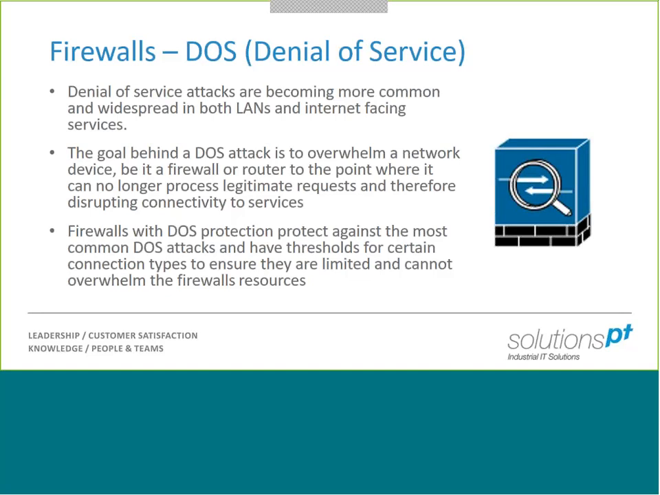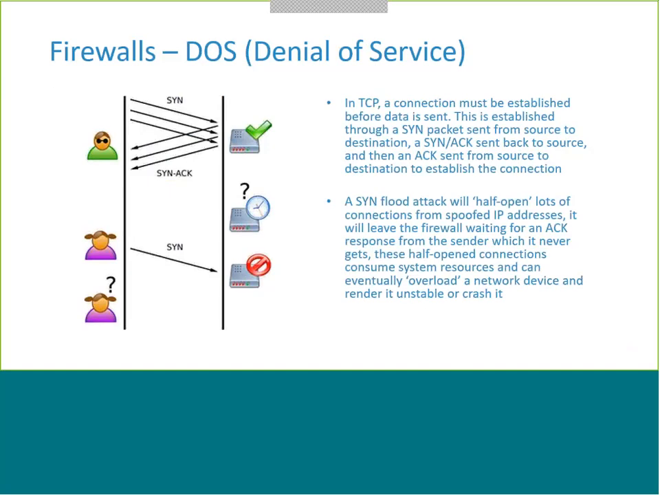So a lot of firewalls nowadays will also offer denial of service protection. They will have thresholds for connection types and things like that. They'll be able to say, okay, if we've just had 100 connections fly in within a millisecond, there's something not right here, and they start throttling them back. You got an example? I have a nice little example here, yeah.